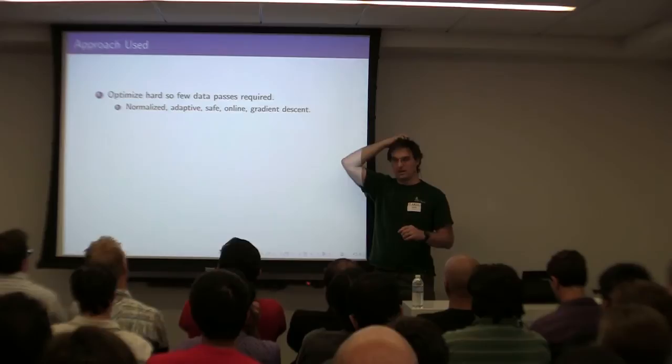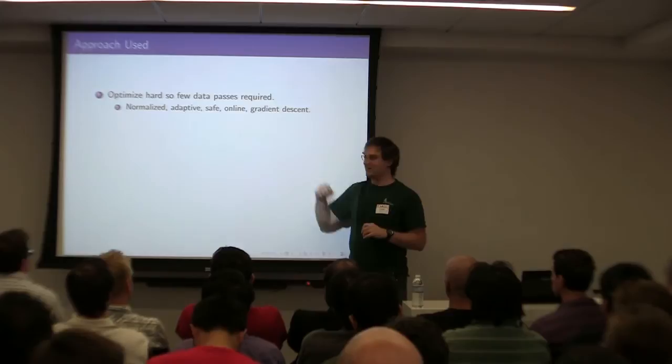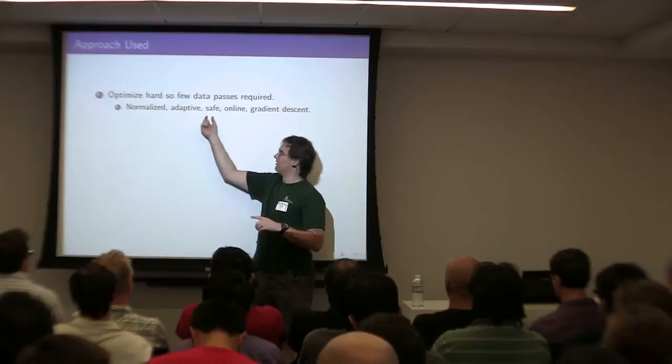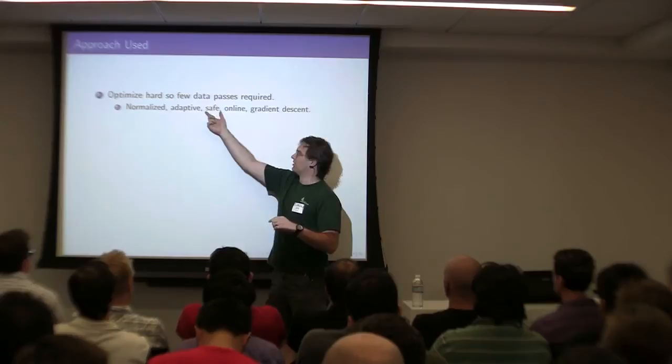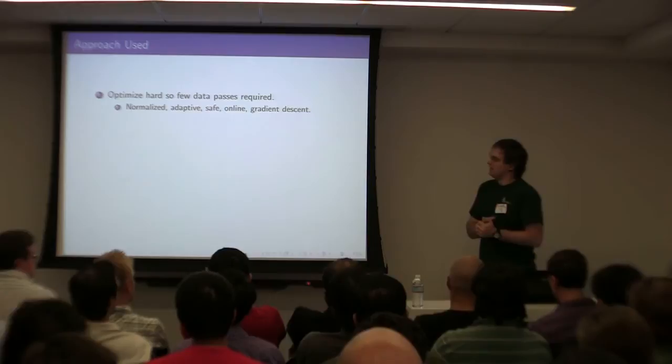Many people are familiar with stochastic gradient descent, right? So this is very tricked out stochastic gradient descent, because we have normalized updates that are adaptive in each dimension, and they're safe so that you can't overshoot the individual label, and they deal with large importance weights, and then there's just online gradient descent. So we have a bunch of extra adjectives. Or you could go into detail. Happy to, but I wasn't planning to go into detail on these.